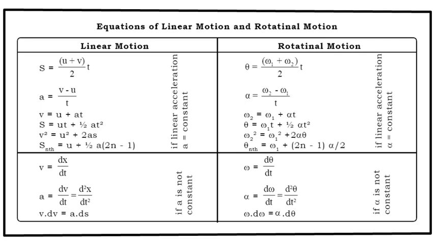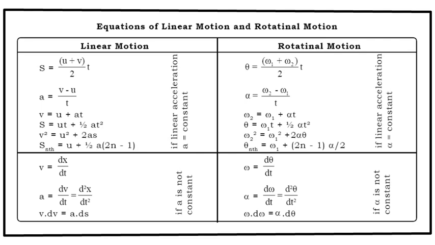Now, go for the next expression, that is linear acceleration a is equal to v minus u upon t. Angular acceleration alpha would be equal to omega 2 minus omega 1 upon t. Now, if I change this expression, that becomes v is equal to u plus at. That same expression would become omega 2 is equal to omega 1 plus alpha t. s is equal to ut plus half at square. The same expression in rotational motion would become theta is equal to omega 1 t plus half alpha t square.